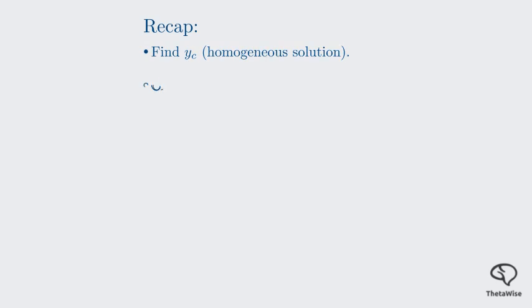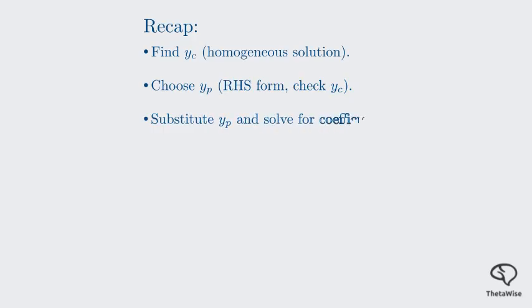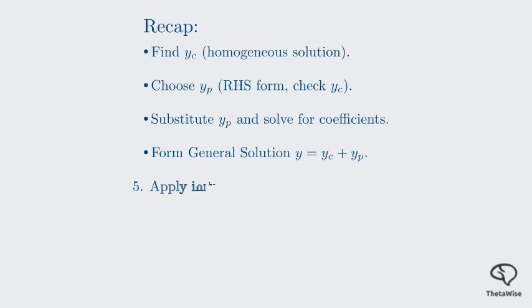Second, choose the form of the particular solution, yp. This is the most important step. Always compare the RHS with yc and modify yp by multiplying by x if there's an overlap. Third, substitute yp and its derivatives into the original equation and solve for the unknown constants. And fourth, form the general solution by adding yc and yp. If it's a particular solution problem, you have a fifth step. Apply the initial conditions to find the specific values of a and b.